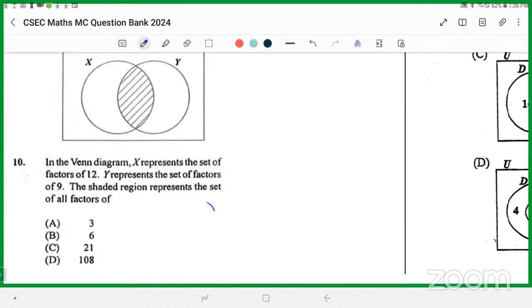So X are the factors of 12. Factors of 12: 1, 2, 3, 4, 6, and 12 itself. Y, factors of 9: 1, 3, and 9 are the factors of 9.